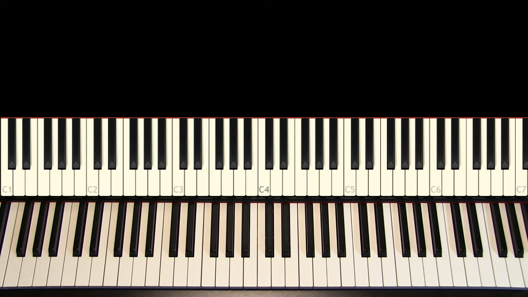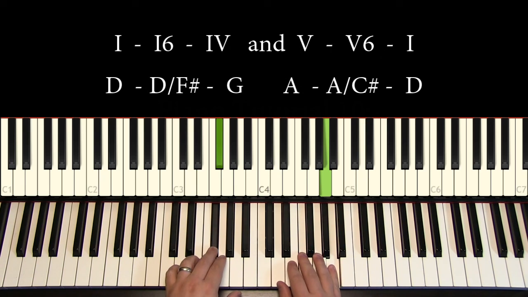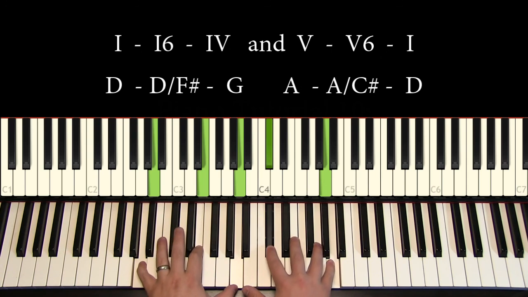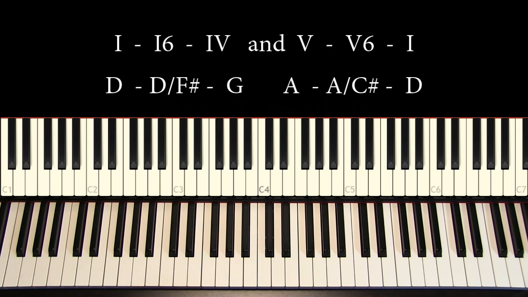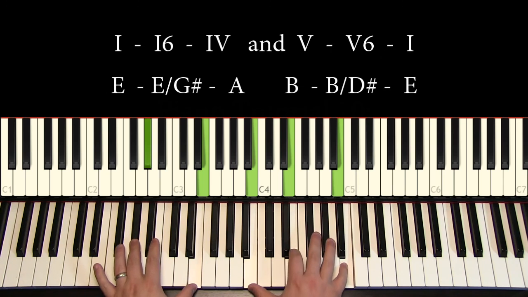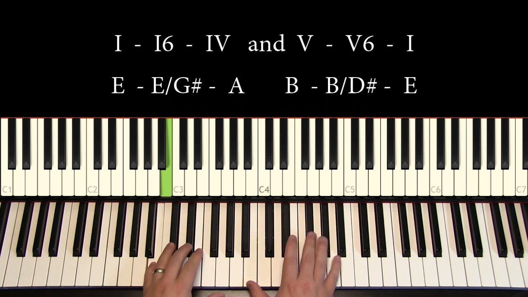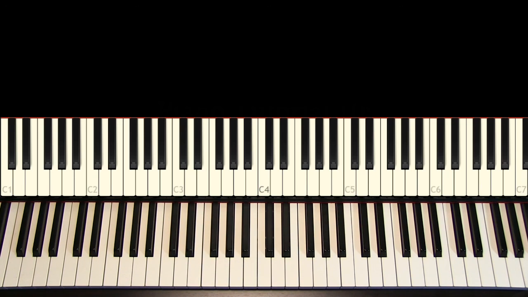Now the same two progressions in the key of D. Here's the 1, 1-6, and 4. And the 5, 5-6 to 1. Now the key of E. I use some different voicings here, but and finally the key of B flat.